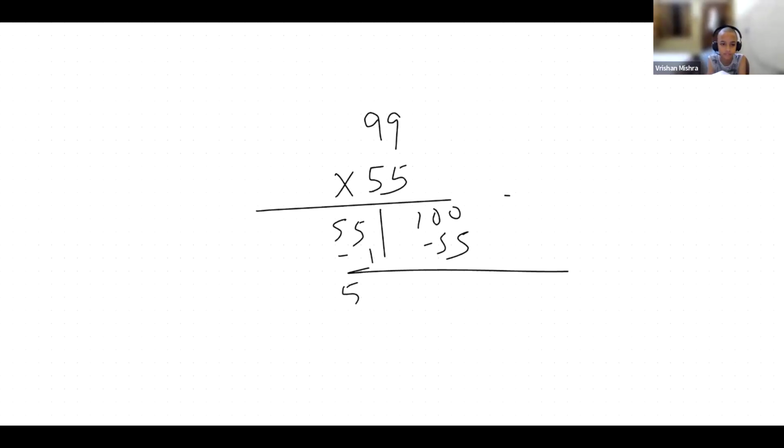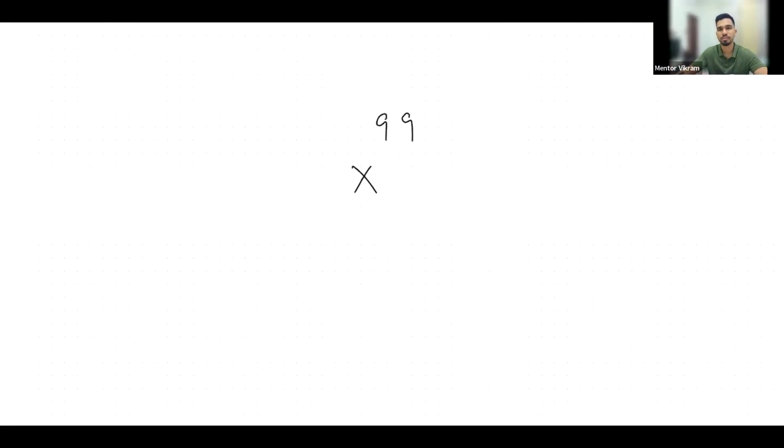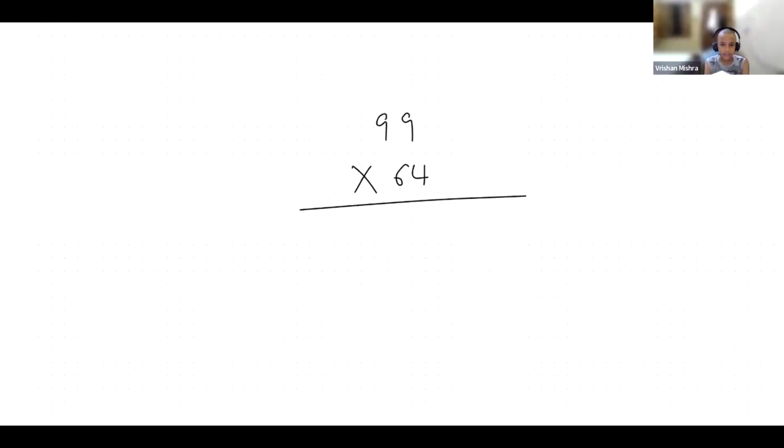Okay, I'll give you one more. So 99 into 64, we make the column. 64 goes to the right side, 100 minus 64. 100 minus 64 is 36. 63 on the left, 6336. Do it on your notebook.